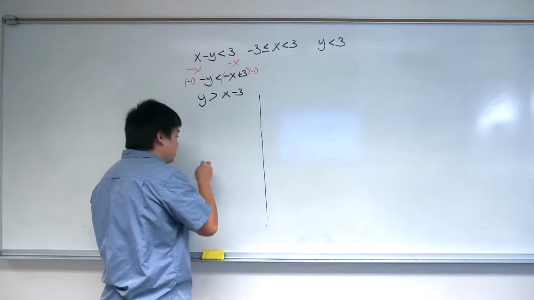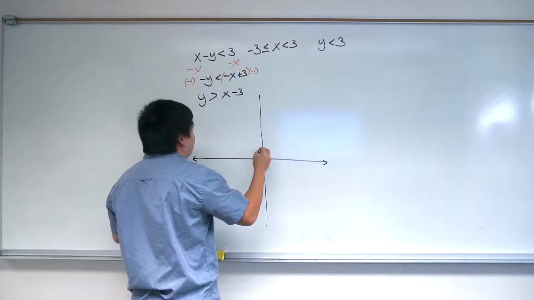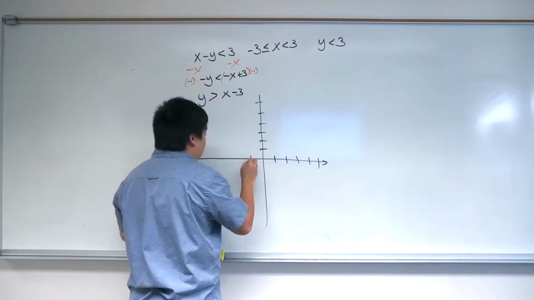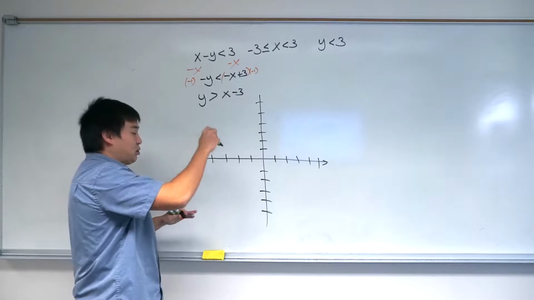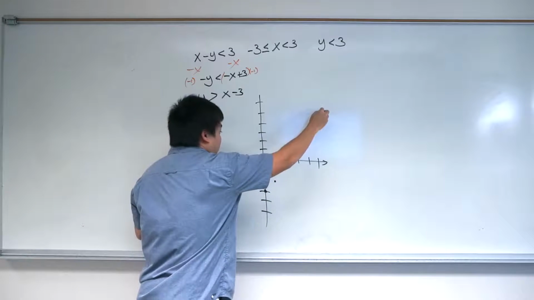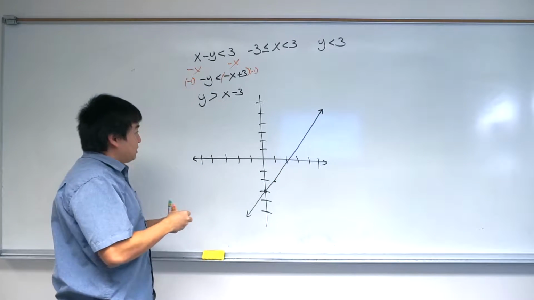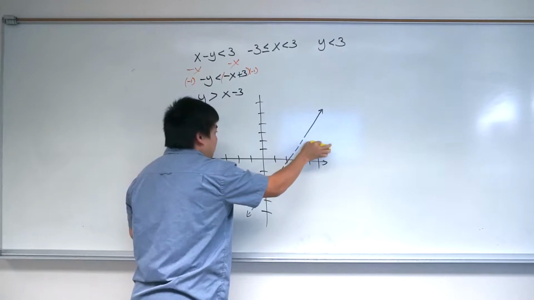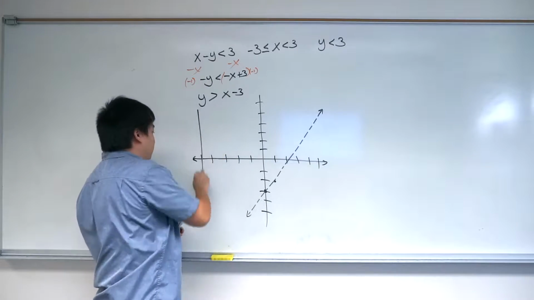And the first one, this y is greater than x minus 3, is fairly straightforward, right? We start at negative 3, we go up 1, right 1, and then draw our line. And this is a greater than, so we do not want it to be solid, we want this to be dotted, and greater than means above, so draw our lines going above.